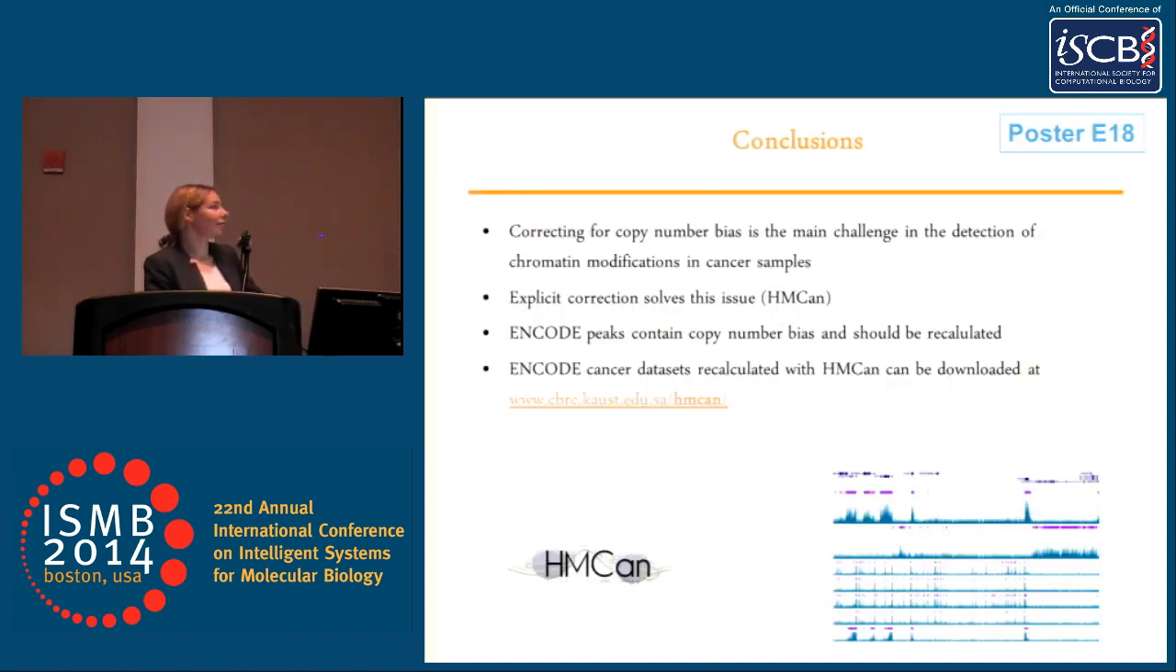So this is the summary of what I just presented. I hope I convinced you that the main challenge in detection of chromatin marks in cancer is the fact that cancer genomes are rearranged, so we have copy number bias. But fortunately, there is a solution, so we can use our tool HMCAN to calculate the correct signal. I showed you that Encode peaks contain huge copy number bias and should be recalculated, and you can download the recalculated data from our website for the software HMCAN.